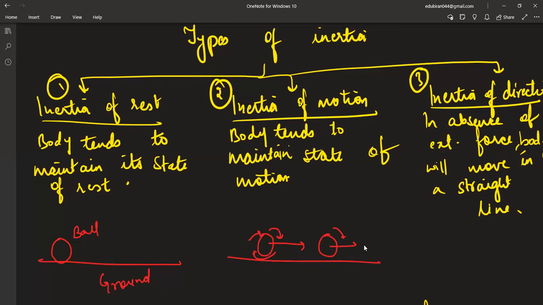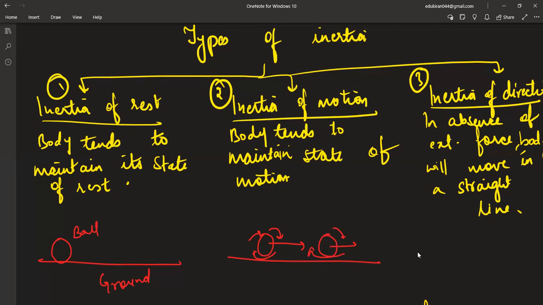Sometimes if you roll a ball at a certain distance, it will stop by itself. But "by itself" actually doesn't mean that the ball is stopping by itself. It means some other external force is stopping it. If it stops, it means it's a frictional force that is stopping it. We have frictional force in detail, that's why I'm not discussing it so much.